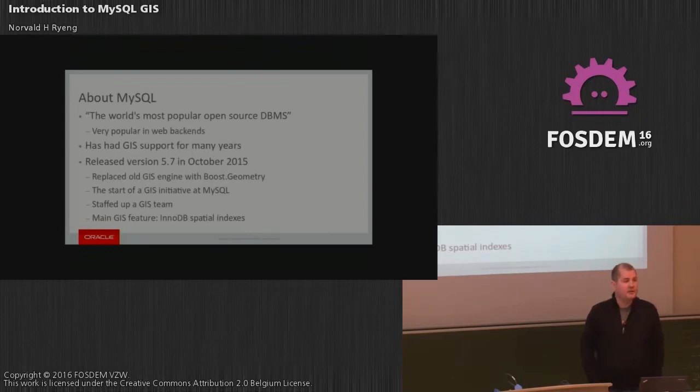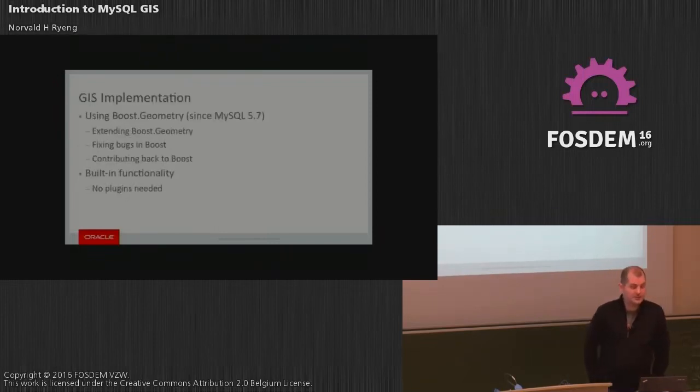The big feature of MySQL 5.7 GIS is that you have spatial indexes in InnoDB. If you know MySQL, you have MyISAM, which is the non-transactional old storage engine, and InnoDB, which is the modern one with transactional support. And until 5.7, you could only get spatial indexes in MyISAM, which was a major drawback.